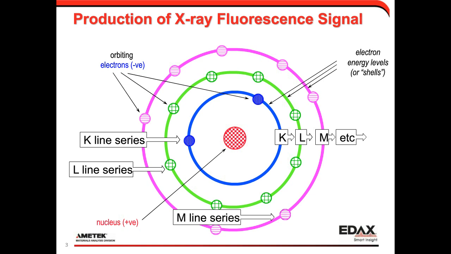When you have electrons relaxing into the K orbital, that's called the K-line series. When you have them relaxing into the L orbitals, that's called the L-line series. And when they relax into the M orbitals from even lower energy states, that's called the M-line series. So we have a variety of X-ray lines, K, L, and M, that are characteristic of a particular element.